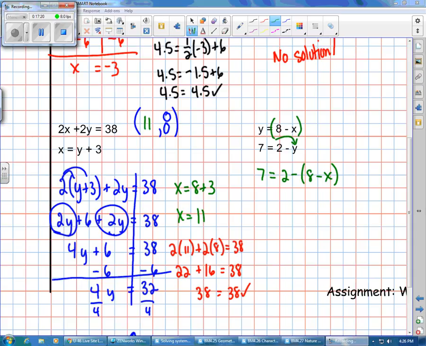Okay, you should have set it up as 7 equals 2 minus the quantity 8 minus x. So now remember, it's like a negative 1 out in front that needs to be distributed here. So go ahead and see if you can do the next step and check your work.